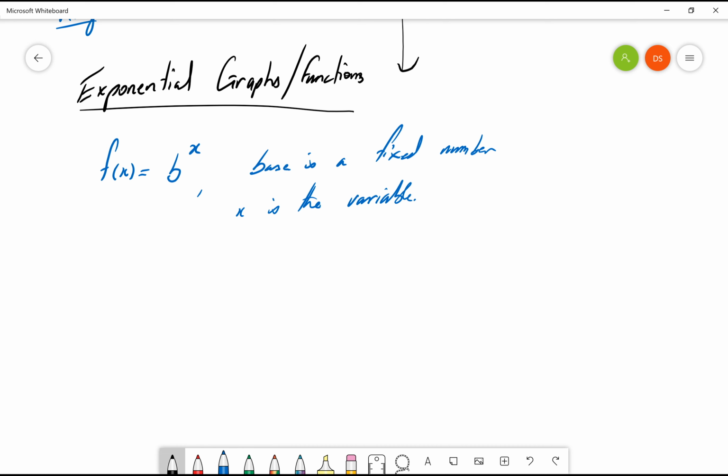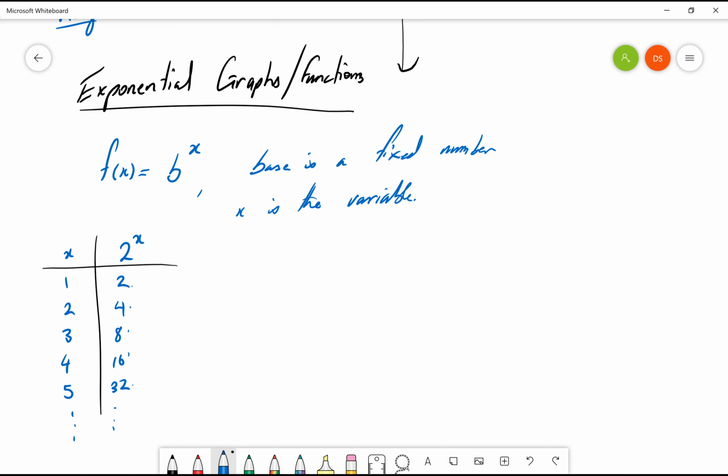Well, let's look at a simple example. We've got 2 to the x, we've got x, and we'll try to fill out what this function is. So when x is 1, 2, 3, 4, 5, 2 to the power of 1 is equal to 2. 2 to the power of 2 is equal to 4. 2 to the power of 3 is equal to 8. 2 to the power of 4 is 16, and 2 to the power of 5 is 32. And so on. I don't have to only have whole numbers here, but this is how I look at what exponential graphs look like. And if you can tell, they grow quickly.